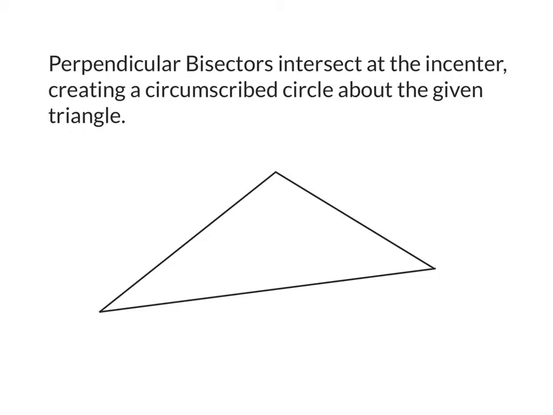All right, so the rule that we need to write down is that perpendicular bisectors, and you know what those are. Perpendicular means they're going to intersect to make 90-degree angles. Bisectors are lines that cut other segments in half, or into two congruent parts. They are going to intersect at the incenter. All right, so that's a vocab word we need to know, creating a circumscribed, another vocab word, circle about the given triangle. Okay, so let's look at what I mean by that.